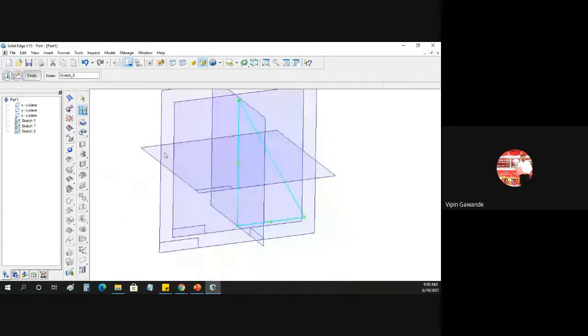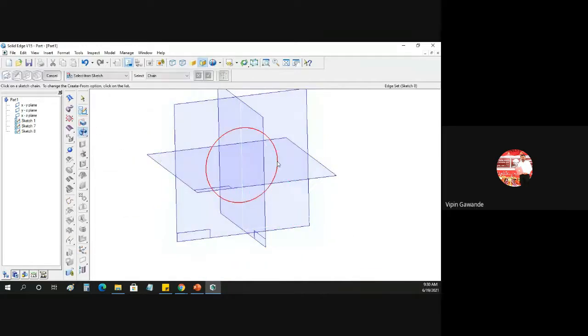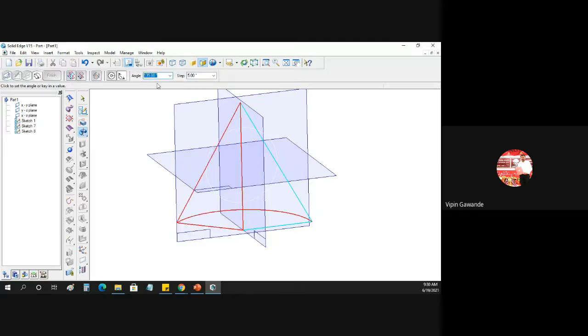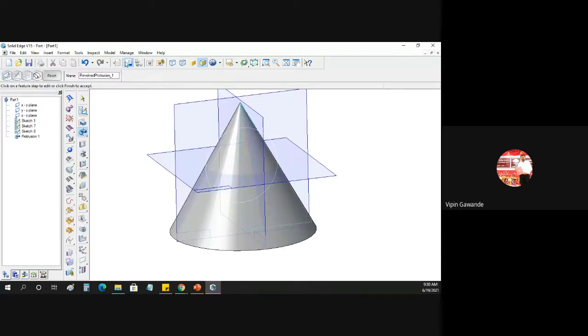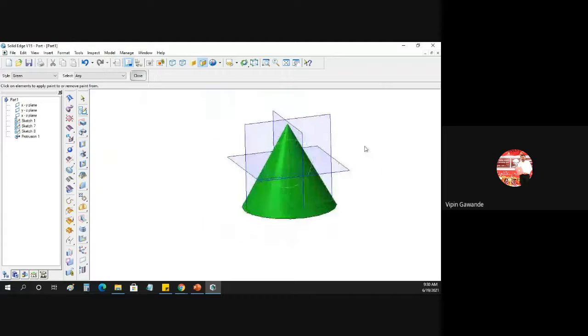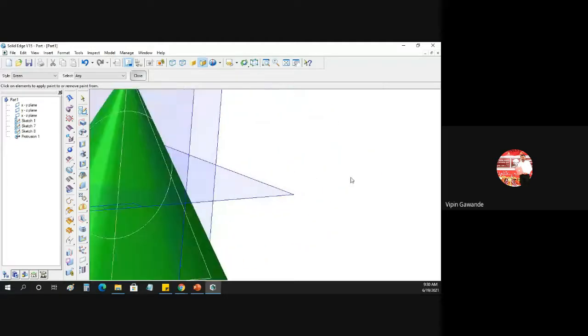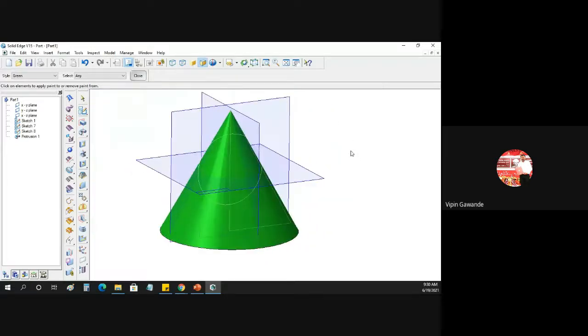So how to construct the cone? Just revolve this side. See, here you will get the cone like this. So this is your cone. Just imagine an ice cream cone in front of you.